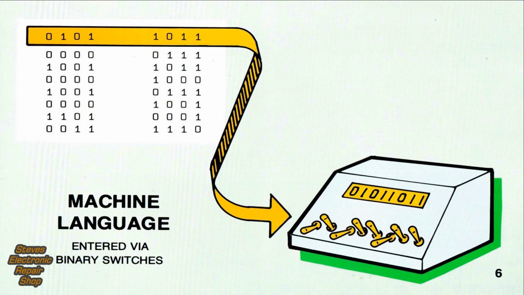Nevertheless, when computers were in their infancy, this is exactly the way we communicated. Machine language programs were entered with binary switches. This was a very cumbersome process. Programming errors were the rule rather than the exception.